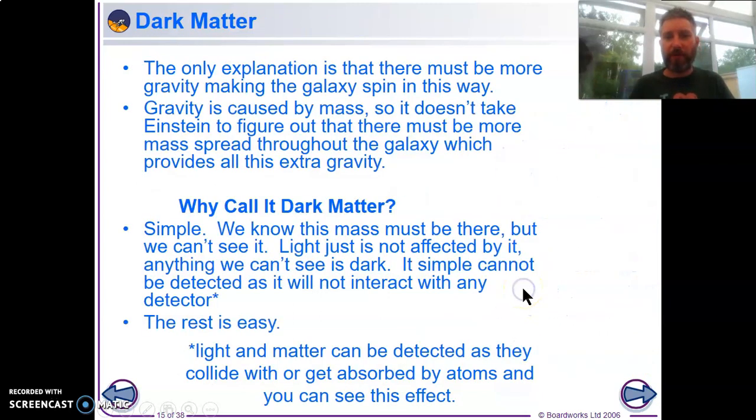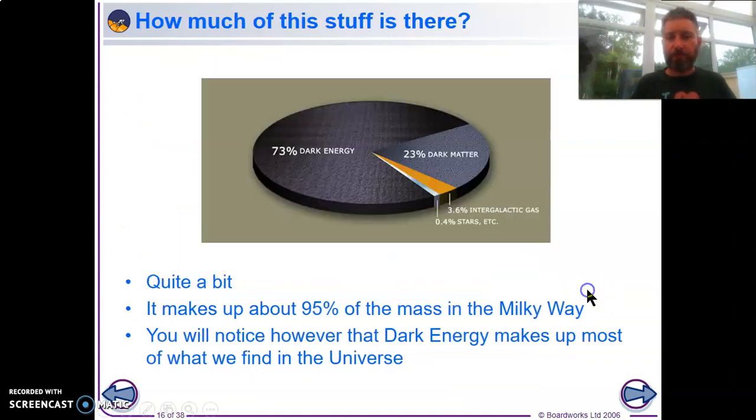Well, what we have to do is come up with another theory. The other theory is that there must be other matter in our universe that enables the galaxy to spin that way. We call it dark matter. Now, dark matter is a theory. We call it dark matter because we can't see it. We know the mass must be there because the universe behaves the way it does, but we just cannot see it. How much is that? Well, we actually think that it's about a quarter of the universe.